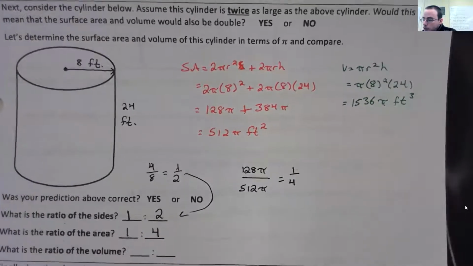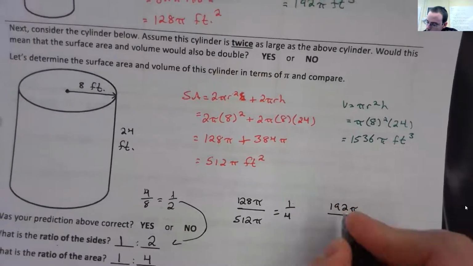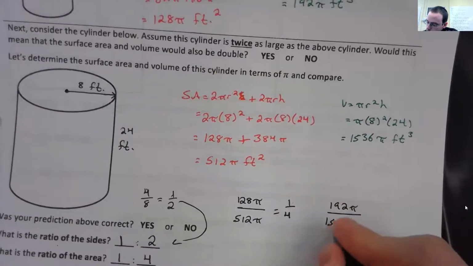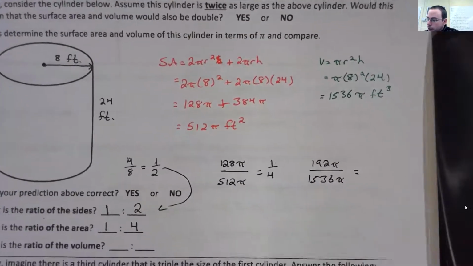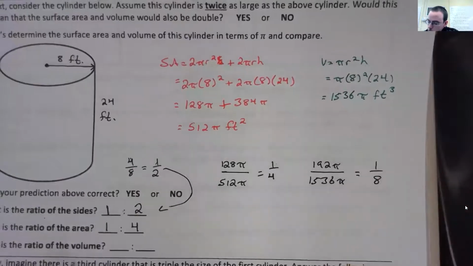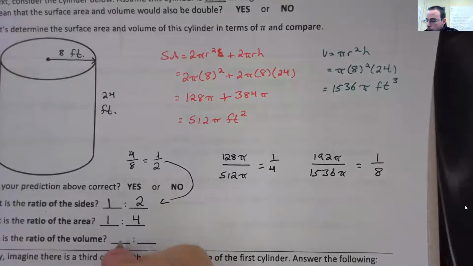Then we'll do our volume the same way. Our small volume was 192 pi, and our large volume was 1536 pi. If you do that in the calculator, you get 1/8. So what would be the ratio of the volumes? That would be 1:8.